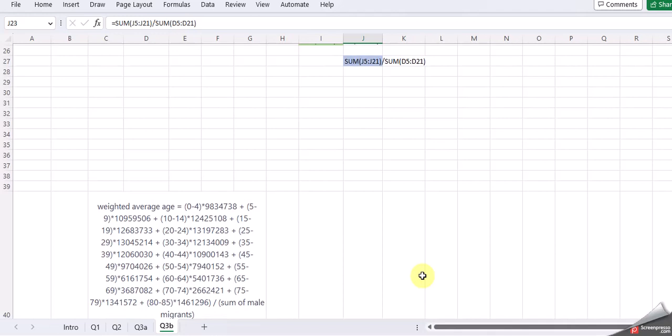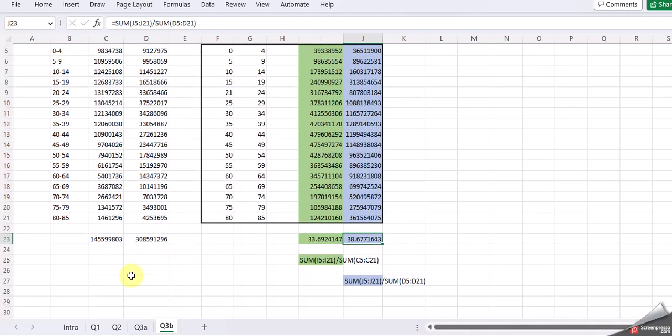So the simplest way of writing your formula is you can just put it in a very simple way. 4 multiplied by 9834738 plus, again go ahead with 9 into 10959. So you just go ahead like this for the numerator, and then do the similar way for the denominator. Denominator is going to be just the addition of this. So 9834738 plus, you can just copy paste these values.